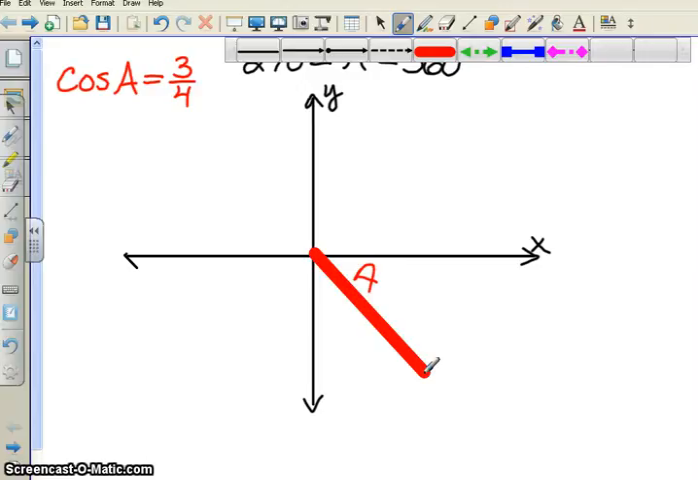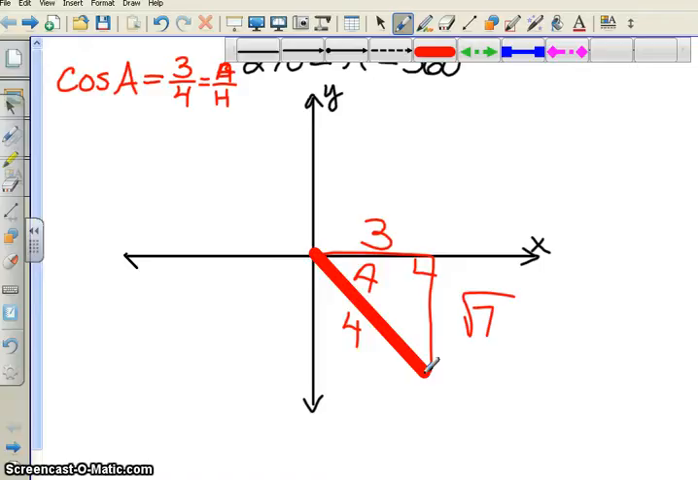And now I can draw in a right triangle. And knowing that cos is adjacent over hypotenuse, I can label on my triangle my adjacent side is 3, my hypotenuse is 4. Doing Pythagorean theorem, 4 squared minus 3 squared will give me radical 7.